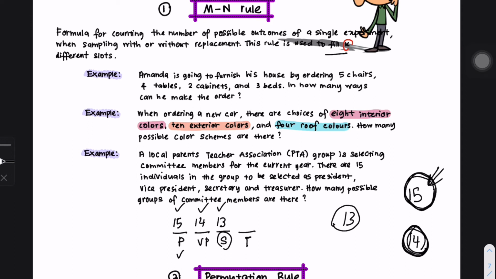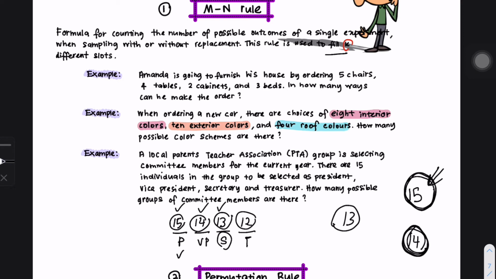3 orang kita dah pilih. So untuk jadi treasury hanya ada 12 orang sahaja yang tinggal. So kita nak pilih orang yang jadi bendahari, kita hanya boleh pilih daripada remaining 12 members yang tinggal. Okay, so apa dia possible outcome of this group? You just need to multiply 15, multiply by 14, multiply by 13, multiply by 12.